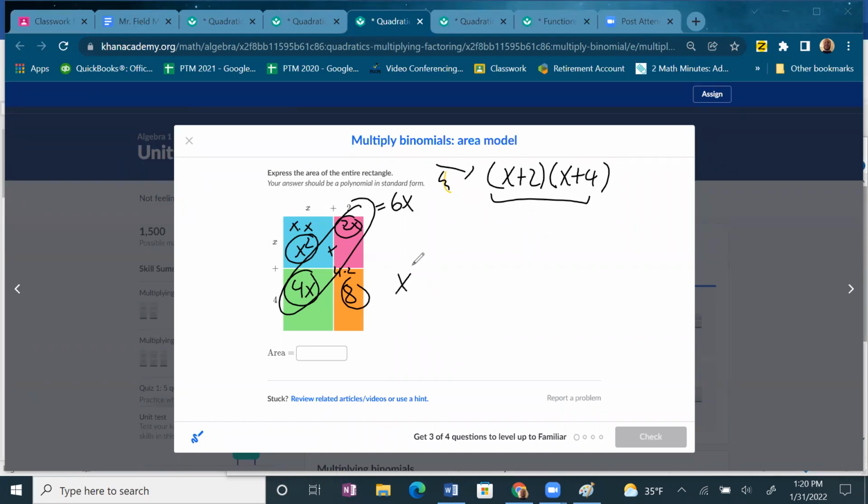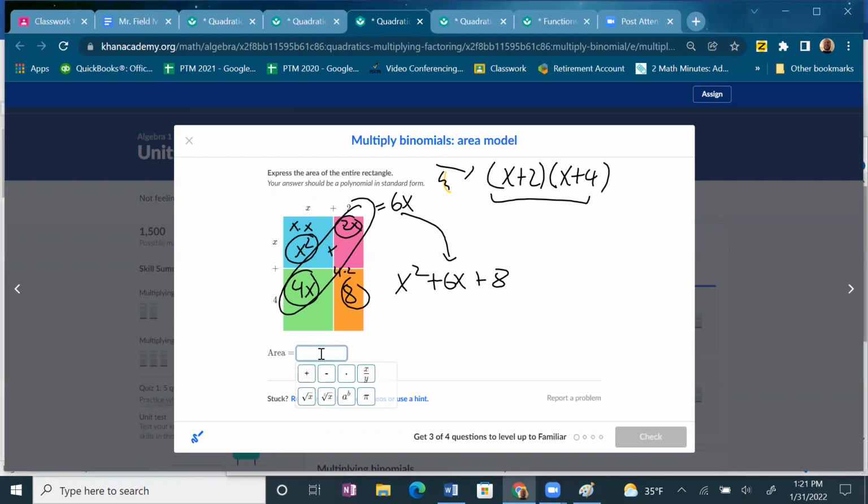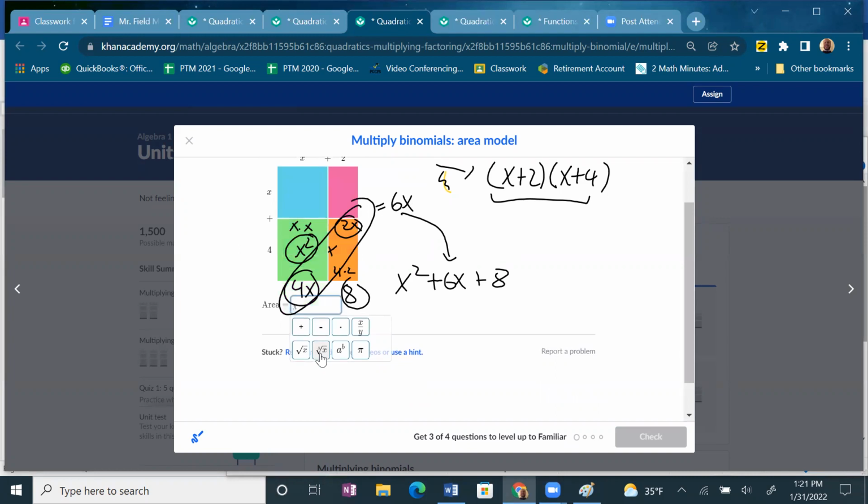So our final answer is the x squared from the first box, 6x, the combination of the 2 linear terms, and then the constant term. Notice I slipped that vocabulary in there. Linear term is the term with a degree of 1, exponent of 1, plus 8. All right.